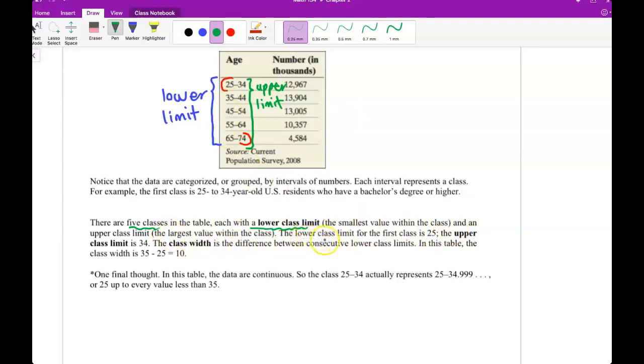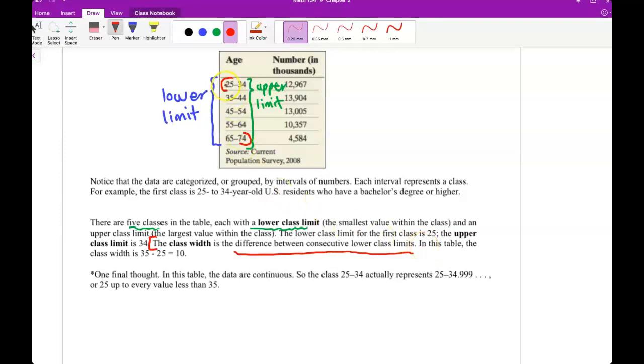And so the lower class limit for the first class is 25. Here is 25, and the upper class limit is 34. The class width is the difference between consecutive lower class limits. This part is important.